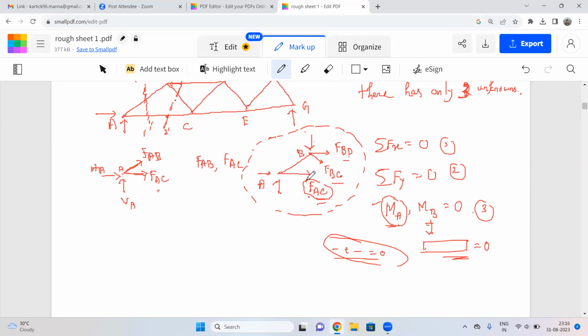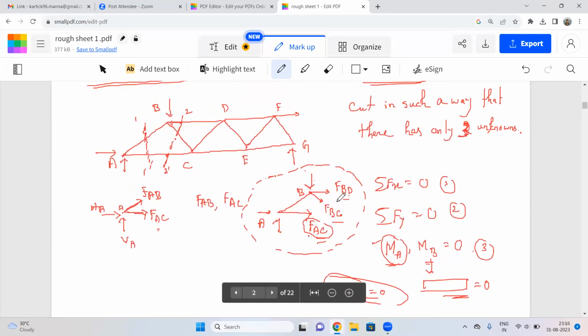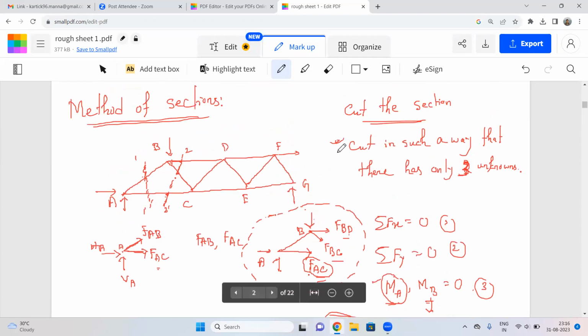So that is the method of section. From here you can find out these three forces. From here you can get these two forces. Now, how do we know where to take the section? Any places. That is the only condition for that. Cut in such a way, like you can cut from here itself.